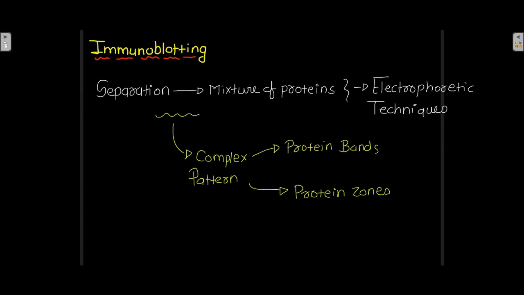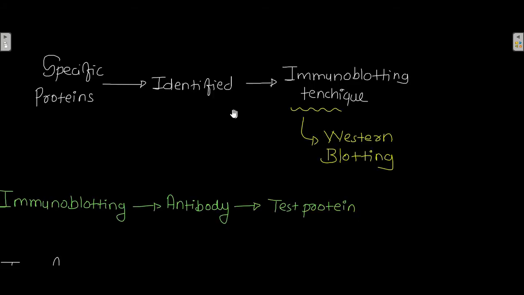Welcome. In this video we are going to discuss immunoblotting. Now, separation of a mixture of proteins using electrophoretic techniques usually results in a complex pattern of protein bands or protein zones. If you are separating a mixture of proteins by electrophoresis, there is formation of this complex pattern of protein bands and protein zones.